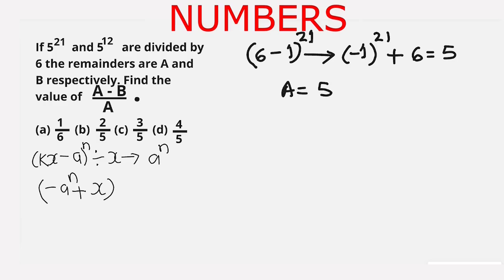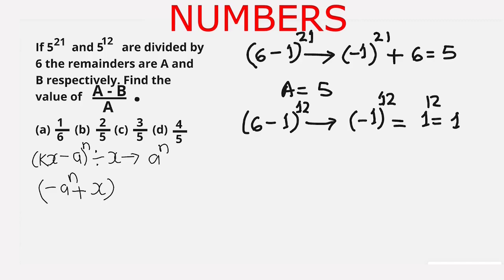Now 5 to the power 12 can be written as 6 minus 1 to the power 12, and when it is divided by 6 we get the remainder minus 1 to the power 12. As 12 is even, it is 1 to the power 12, equal to 1. Therefore B equal to 1.